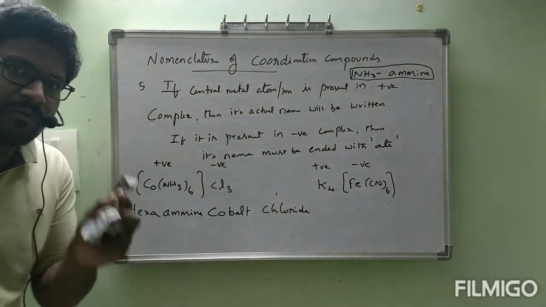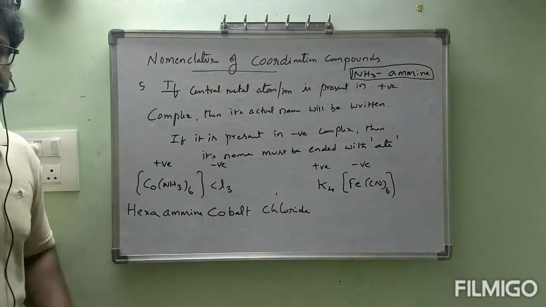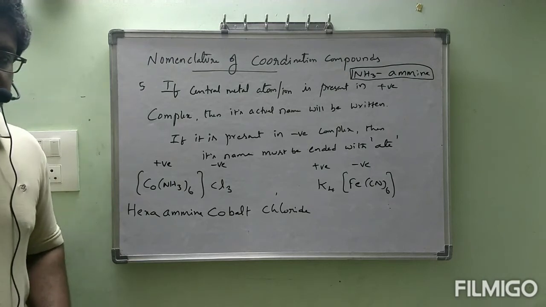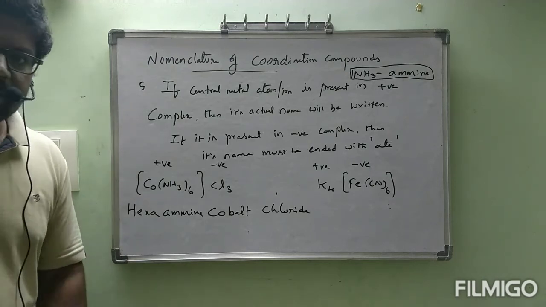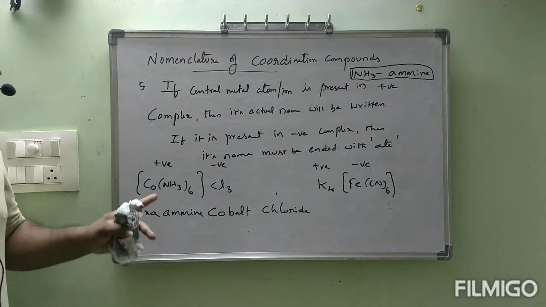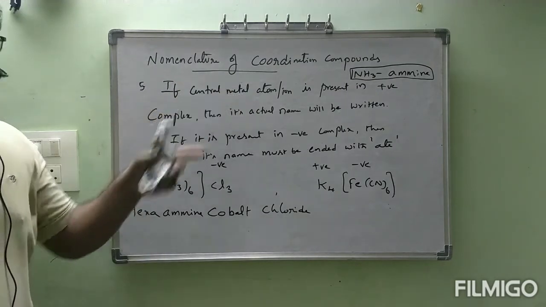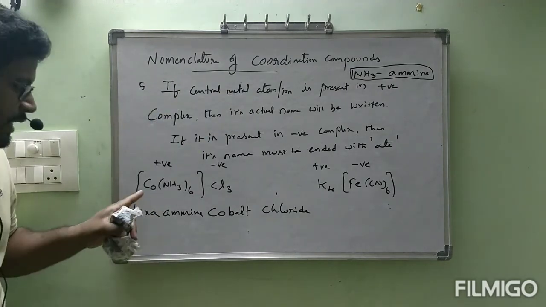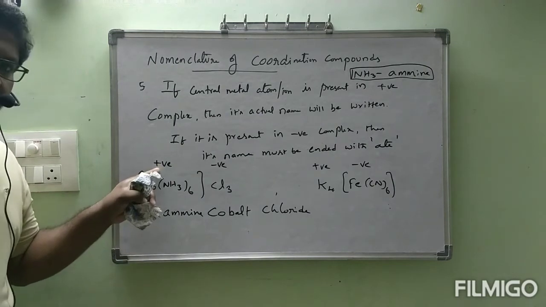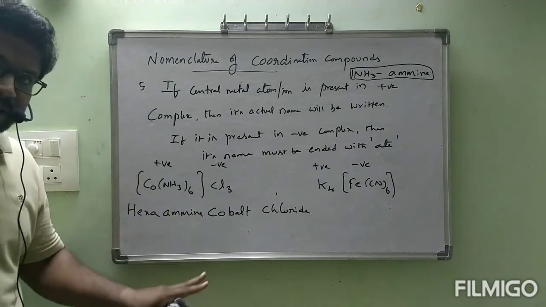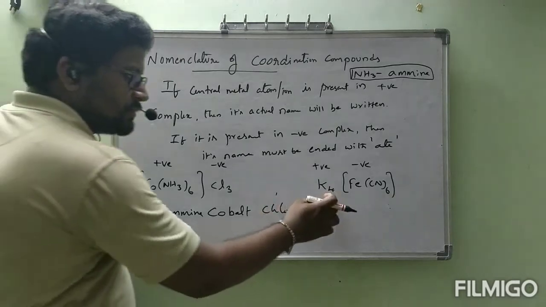This is not the complete name. One small rule remains, the sixth rule, and by that we can write the complete name. I will take some examples and show. As it is related to the central metal atom, I told only up to that. Now, cobalt is present in which complex? The positive complex. So we got cobalt as it is. Now, coming to this one.